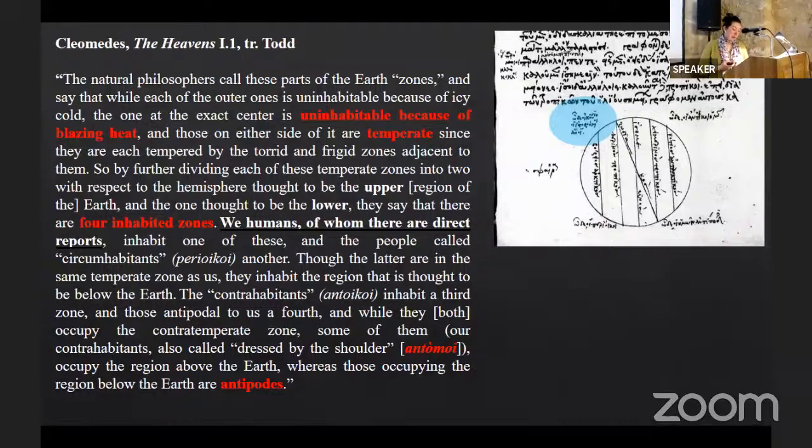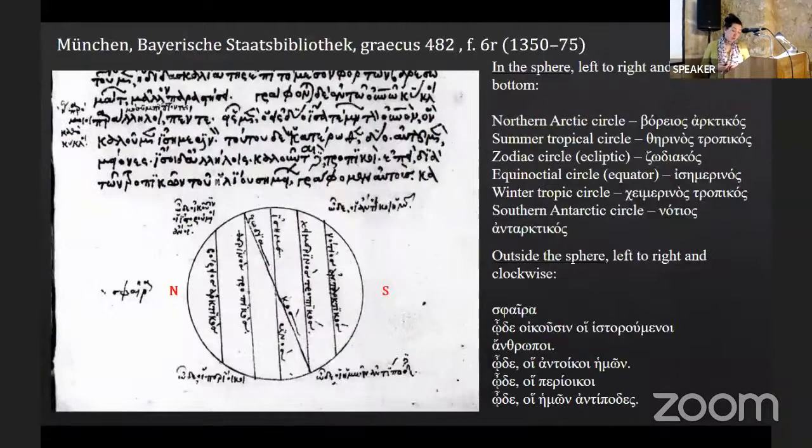antipodes. So in this English translation by Todd and Bowen, they translated imas tous historiomenos anthropos as we humans of whom they are direct reports. Above, I spoke about us, that is the historical actors we, so us who are on the historical record, who are historicized and recorded in history. This particular part of the text, Prodromenos, when he read, he rendered differently.